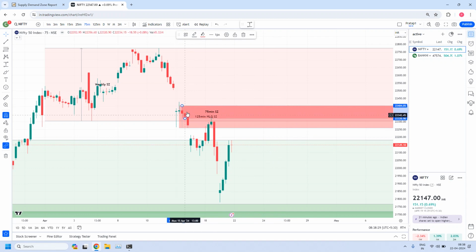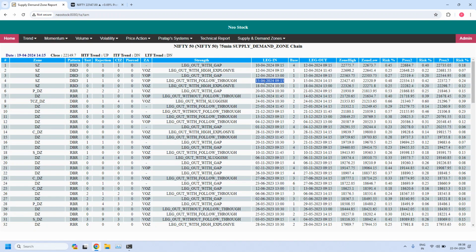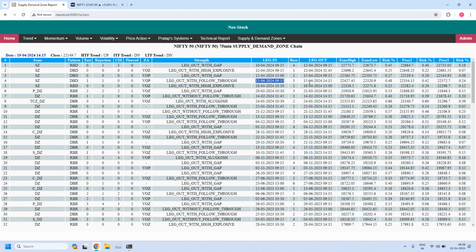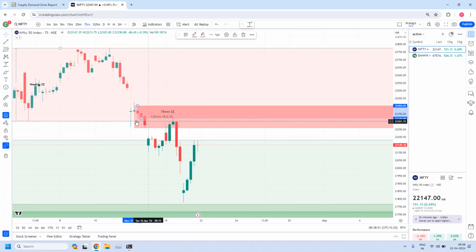So we have 125, inside 125 overlapped with 75. Let me check once again. 15-4, 9-15, 3 base candles. This is the 15-4, 9-15, 1, 2, 3 base candles, and this is a drop candle. That is 15-4, 14-15. So exactly.